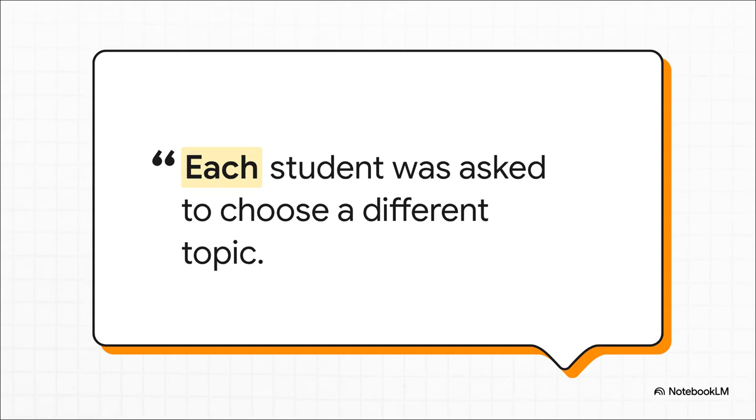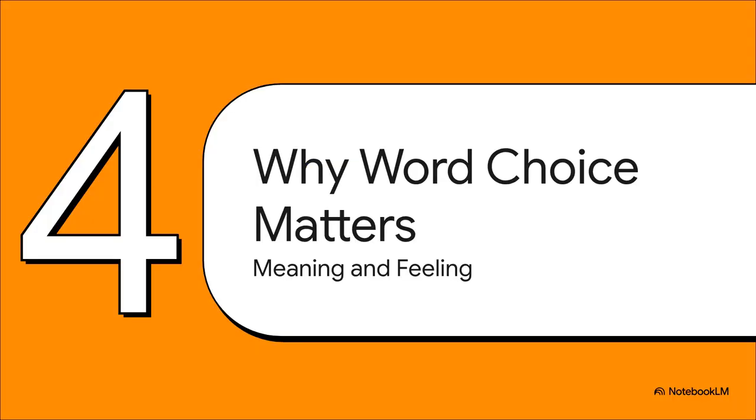And this just locks it in. It wasn't the group of students that was asked. Nope. It was every single individual student. The word each literally distributes the action to every person in that group. So we've got our 3 types, definite, indefinite, and distributive. But why does any of this really matter?